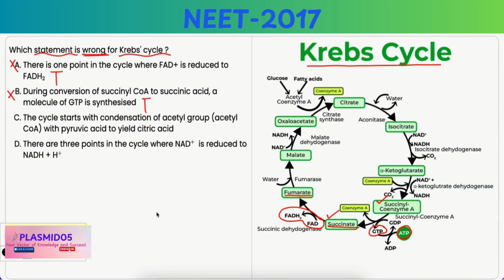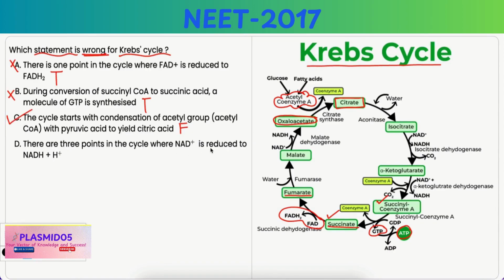Option C, the cycle starts with condensation of acetyl group, that is acetyl-CoA, with pyruvic acid to yield citric acid. Now, this is wrong because the Krebs cycle starts with the condensation of acetyl-CoA with oxaloacetic acid and not pyruvic acid to form citric acid. Pyruvic acid is converted to acetyl-CoA in a separate process before entering the Krebs cycle. Hence, it is the correct option.